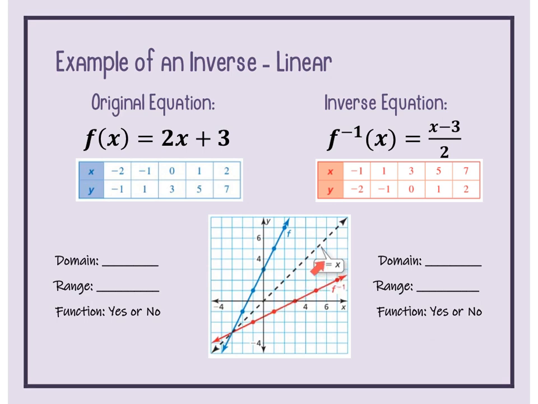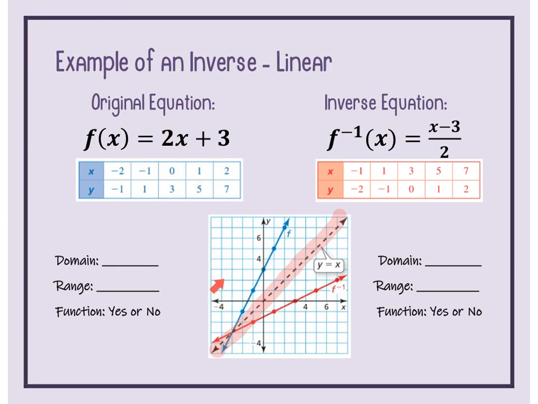And notice where this arrow is. This arrow is pointing to y equals x. I want you to know, and I need you to memorize, that y equals x is where inverses are reflected over. Okay, and now with that information, I also want us to go to the table.